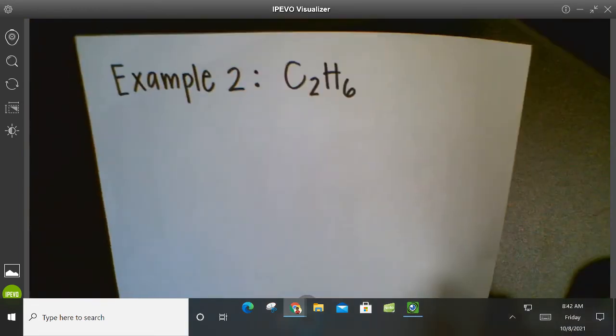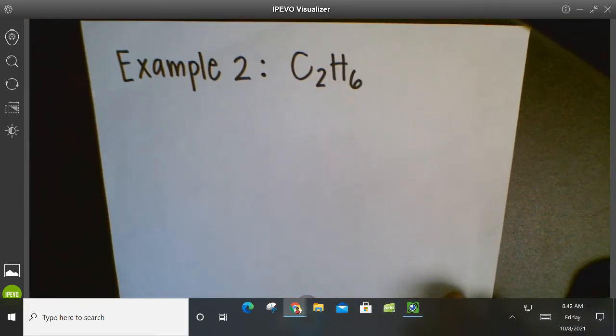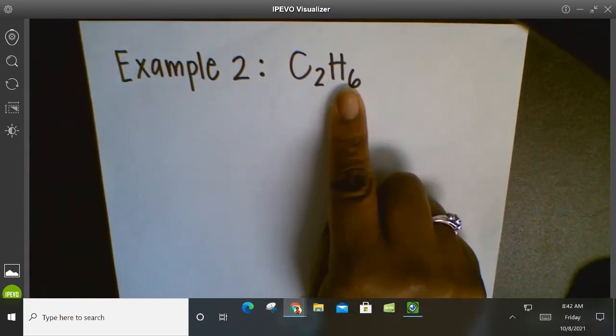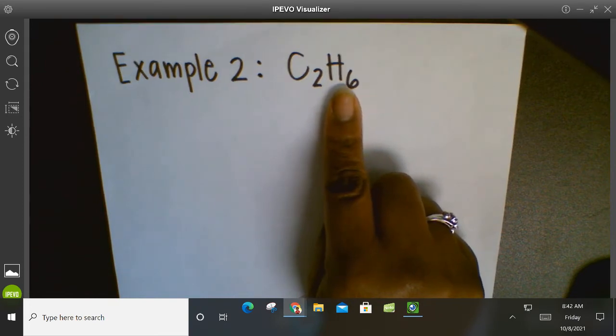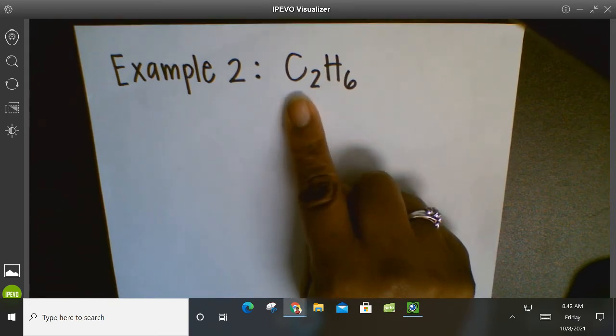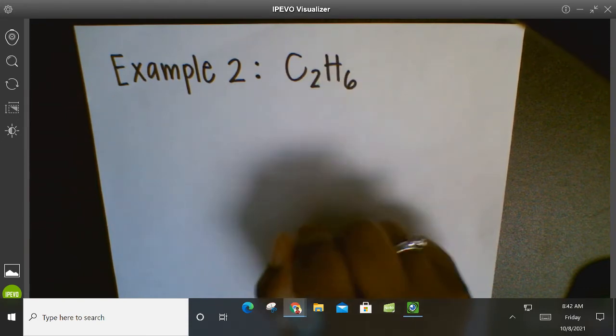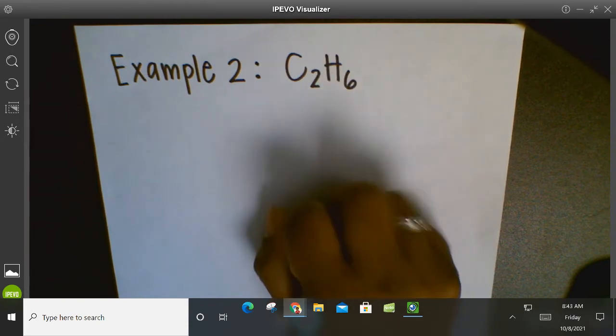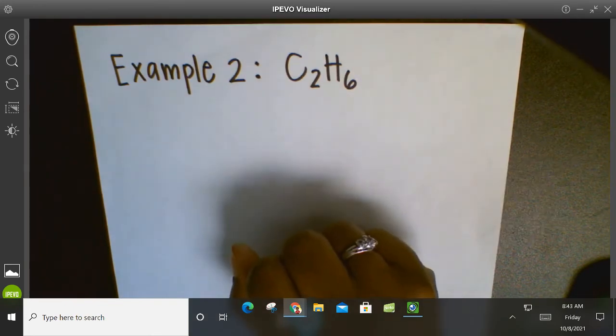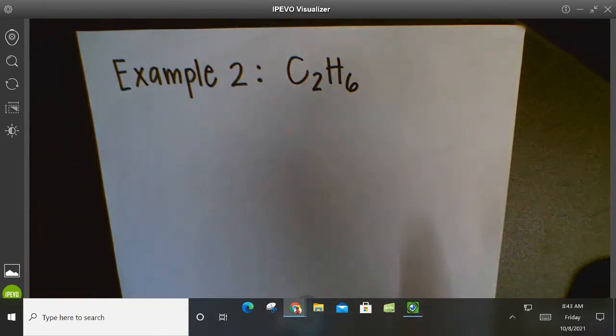Example two is the traditional way. I have a formula here, and I want to find the percent composition, the percent carbon in this compound, and the percent hydrogen in this compound. So the first thing I need to do is know the molar mass of this compound. So I do that by adding together the mass of 2 carbon atoms and 6 hydrogen atoms.